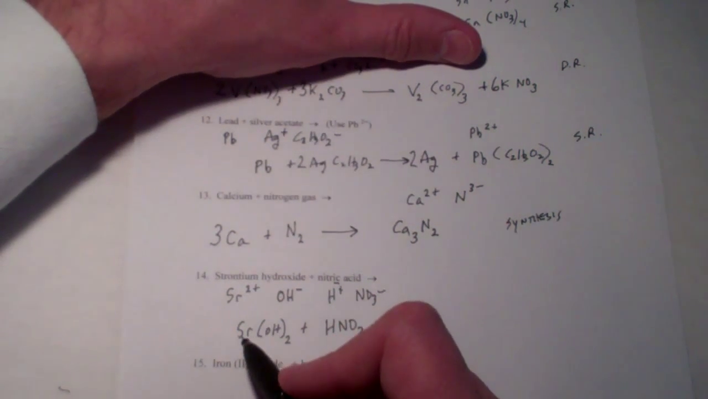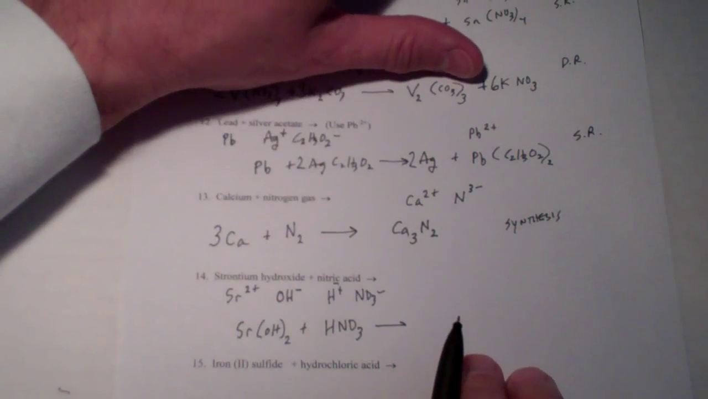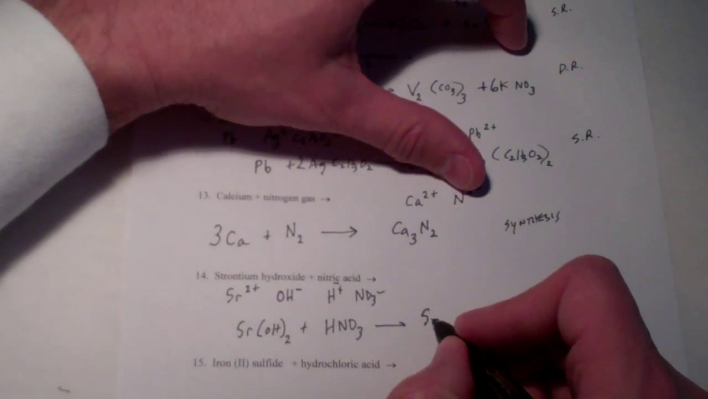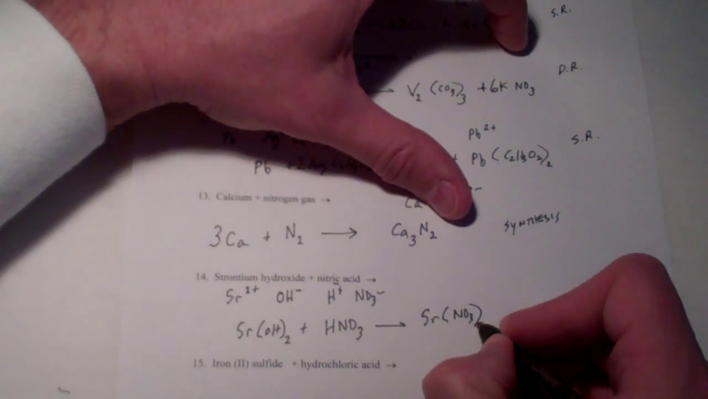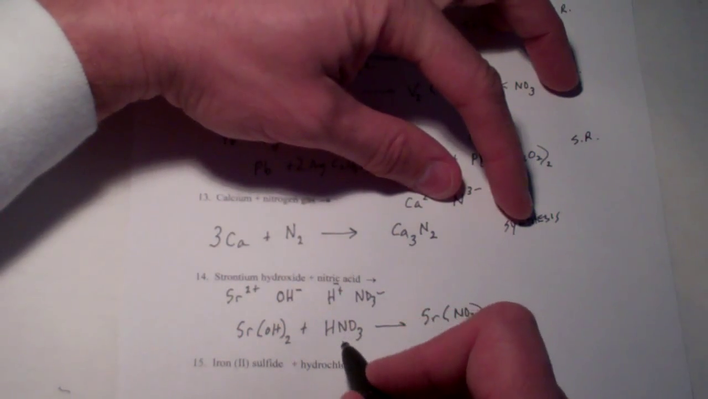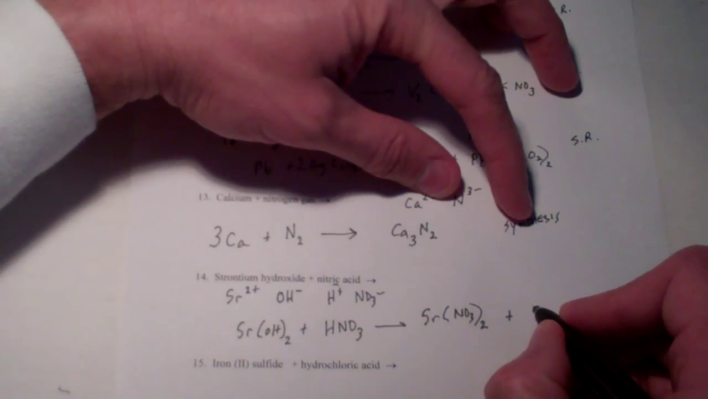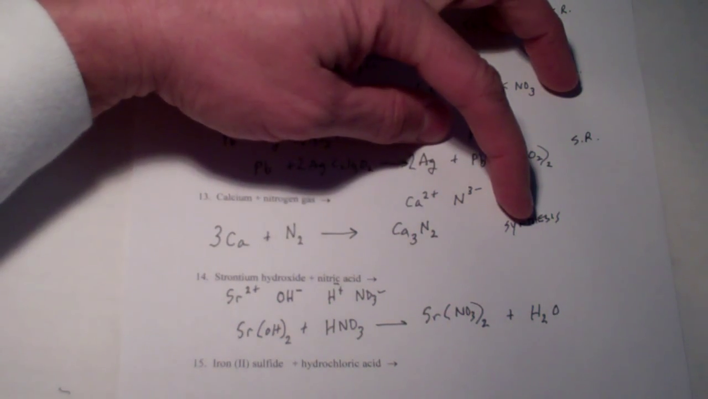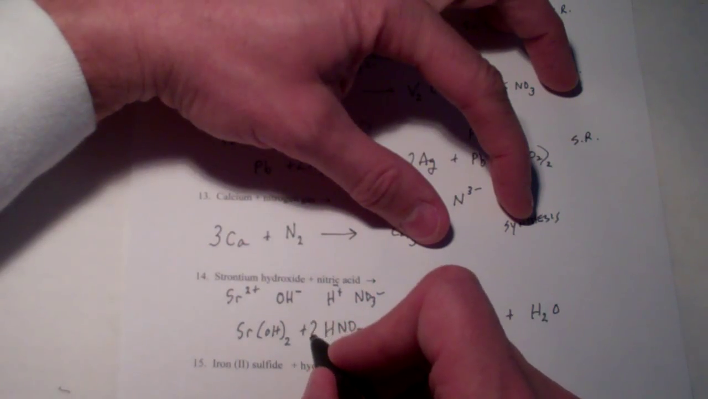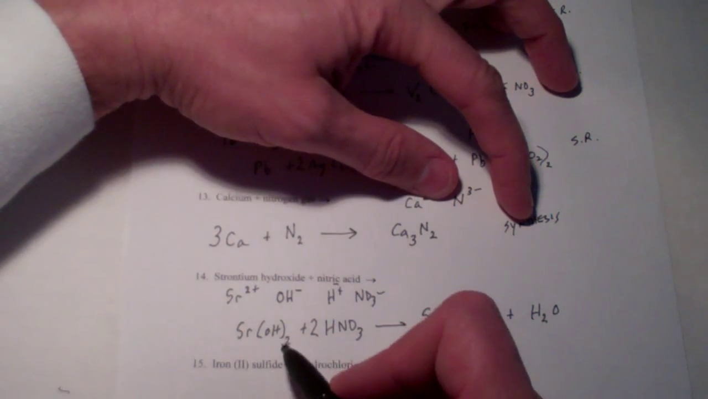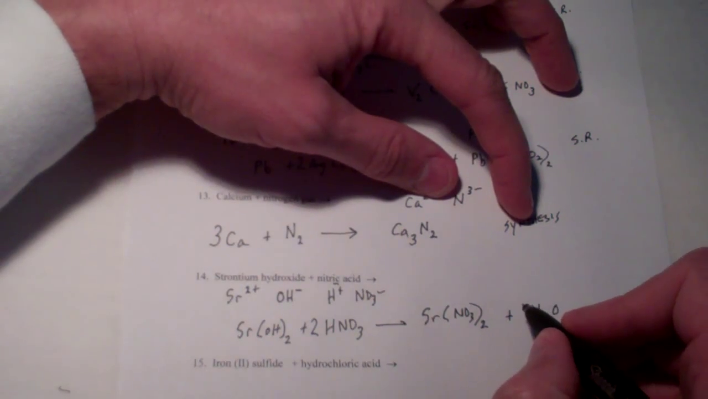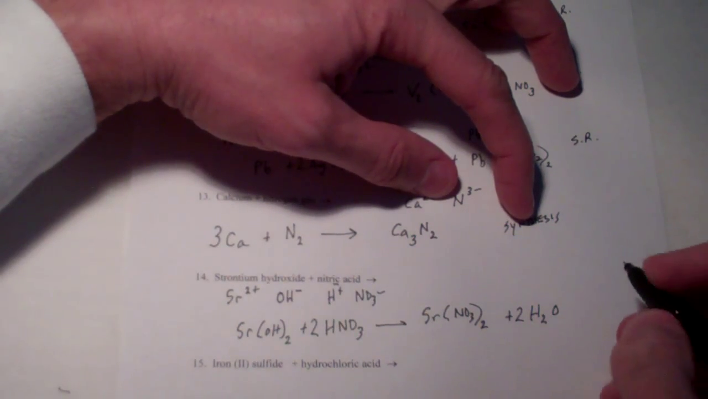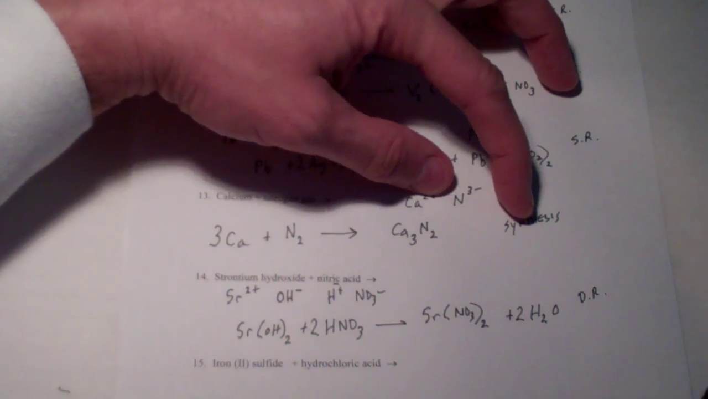Double replacement. Strontium and hydrogen will switch partners. Strontium will get together with nitrate. Strontium 2+, nitrate 1 negative. So Sr, parentheses NO3, 2. And H gets together with OH. Remember, we like to write that as H2O as opposed to HOH. To balance this, I need 2 nitrates. So I'm going to put a 2 in front of HNO3. That gives me a total of 2 plus 2, 4 hydrogens. So I'm going to put a 2 in front of H2O. And the oxygens take care of themselves. This, once again, is double replacement.